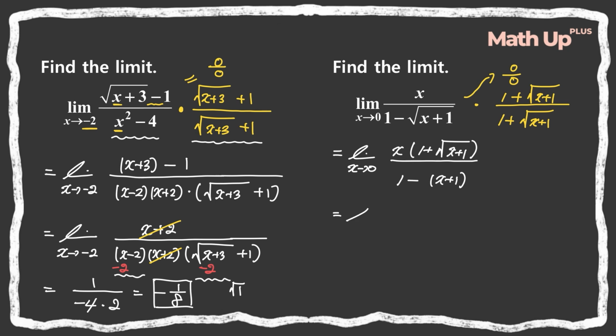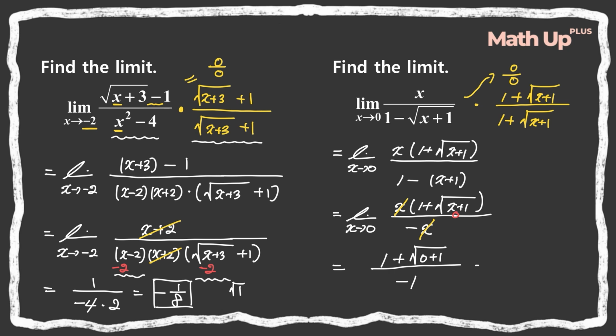This is equal to the limit as x approaches 0, denominator is equal to -x, numerator x times (1 plus square root of x plus 1), right? Now cancel the factor x and substitute 0 for x. So that is equal to, we have a -1 in the denominator, numerator 1 plus square root of 0 plus 1. So 2 over -1 is equal to -2, right?